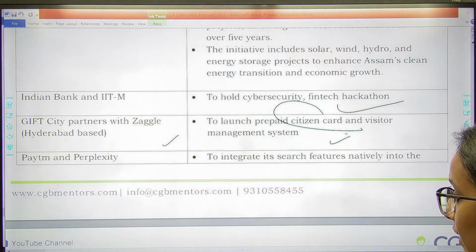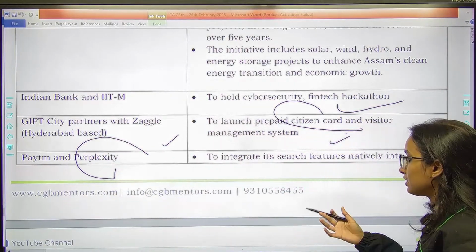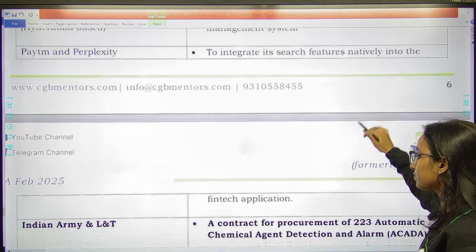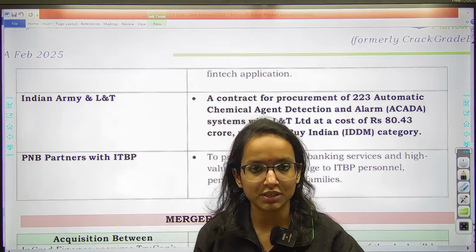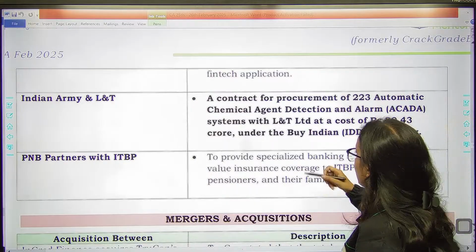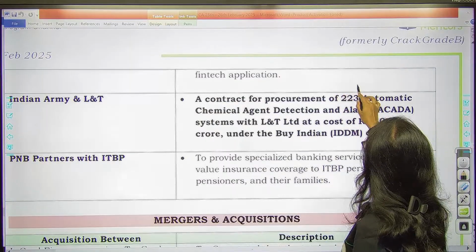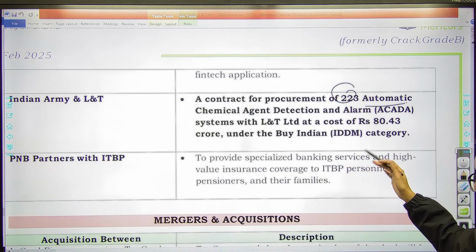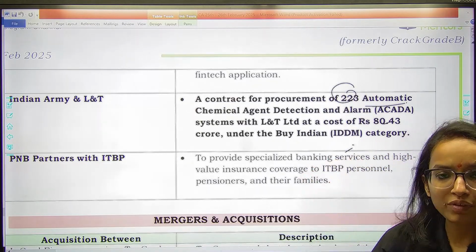Okay. The next is Paytm and Perplexity. Perplexity आपको पता ही है, Perplexity AI, right? So this is AI to integrate its search features natively into the fintech application. So Perplexity will be providing some search features in the Paytm app itself. This is the MOU. Indian Army और L&T ने sign किया है for procurement of 223 automatic chemical agent detection and alarm systems, okay, with L&T Limited at a cost of 80.43 crores under the Buy India category. So L&T will be providing this to the Indian Army.